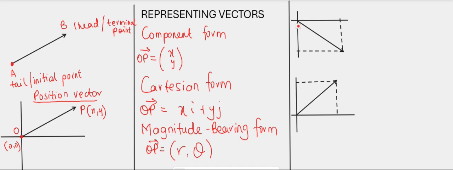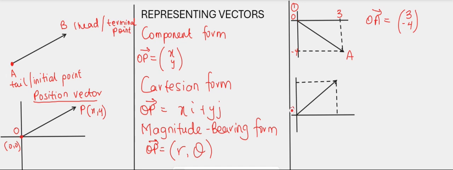Now let's look at two examples. Example 1. Let's say we have a vector OA, and OA is situated on the point 3 and negative 4. How will we write OA in component form? Yes, we can write OA as (3, -4). Yes, the x coordinate is 3 and the y coordinate is negative 4.